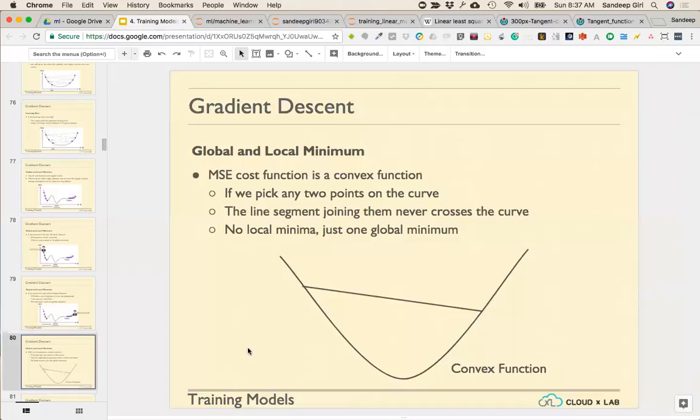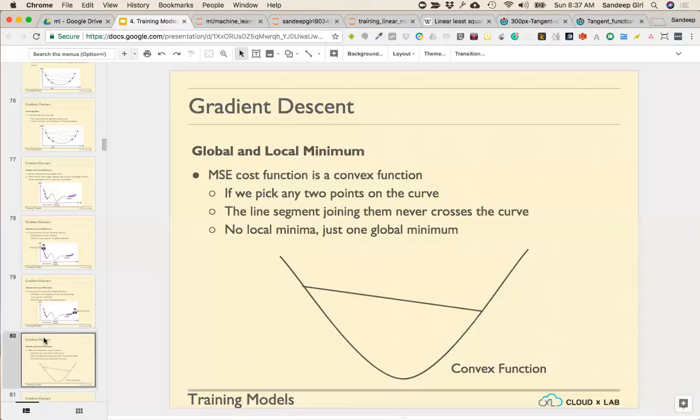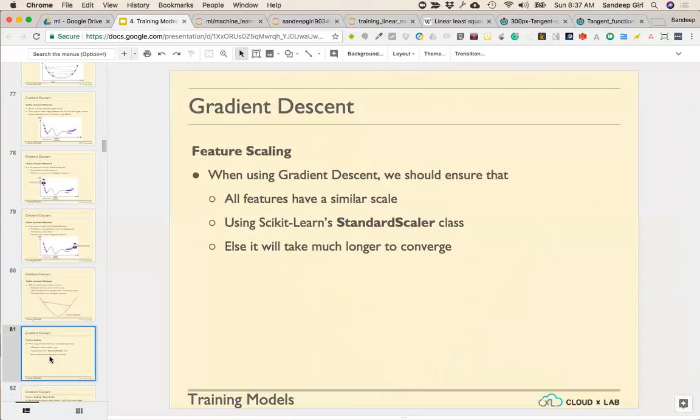Now, how do we define what's a convex function? If we pick any two random points on the curve, and the line joining them never intercepts the curve, then we call that a convex function. It has no local minima, it has only one global minimum. So that's the definition of a convex function.